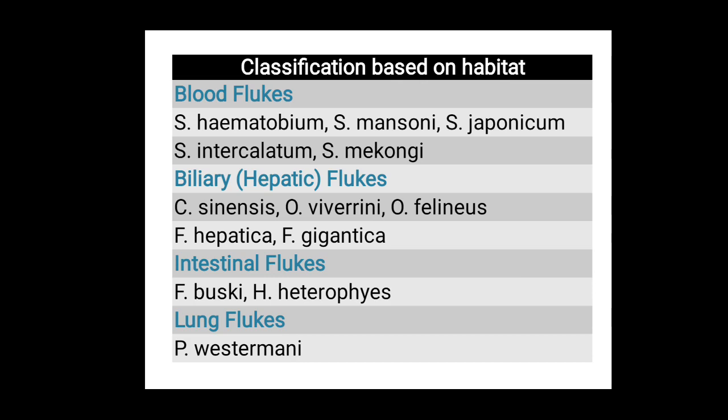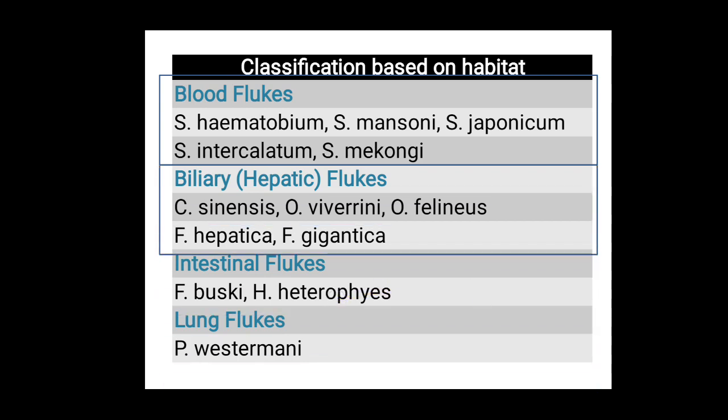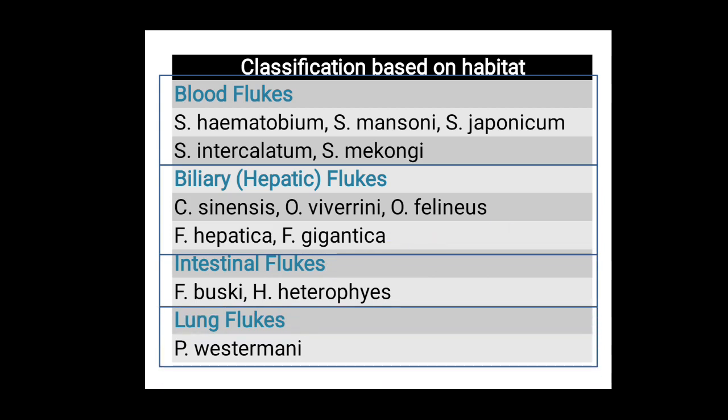So how are the trematodes classified? Trematodes are classified depending on the habitat of the adult worm into the blood flukes, comprising Schistosoma haematobium, Schistosoma japonicum and others; liver flukes or hepatic flukes or biliary flukes like Clonorchis, Opisthorchis, Fasciola hepatica and others; intestinal flukes like Fasciolopsis buski, Heterophyes; and the last, the lung flukes which live in the lung, that is Paragonimus westermanii, which is today's topic. So that is the classification based on the habitat where the adult worm lives.